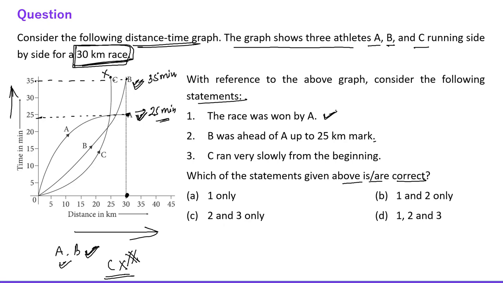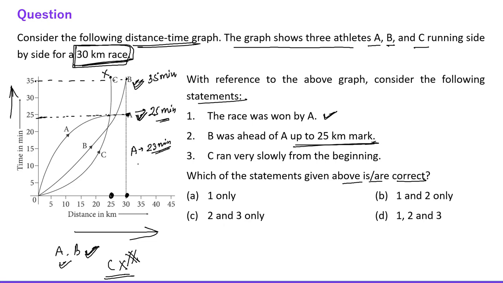And after that, statement number 2, B was ahead of A up to the 25 kilometer mark. This is the 25 kilometer mark. So for 25 kilometers, this is A, right? For 25 kilometers, A took approx 23 minutes. It is actually less than 25. So I'm just writing 23 minutes, or 22 point something minutes.